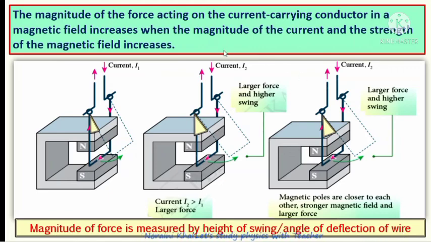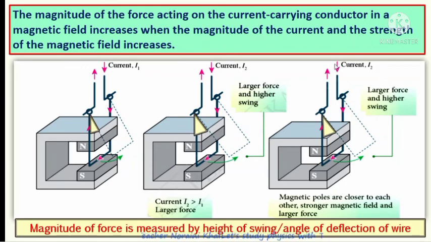For the second situation, increase the current to I2. Observe what happens to the wire. You can see the wire swings a bit higher, and the angle of deflection is also bigger. The angle of deflection we can determine by using a protractor.